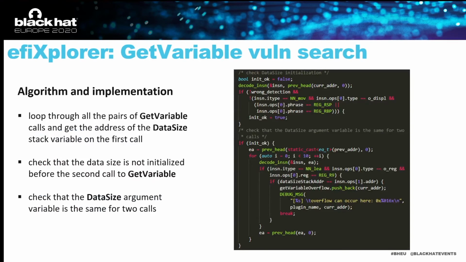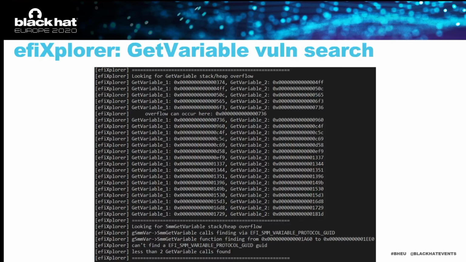And using that information, how do we find potential security vulnerabilities? Well, we just started from something simple. Let's just try to find sequences of two get variables in a row which use the same data size which is not initialized, and see what it yields us. And surprisingly, this pattern works pretty well. We were able to find a lot of interesting things in our data sets.